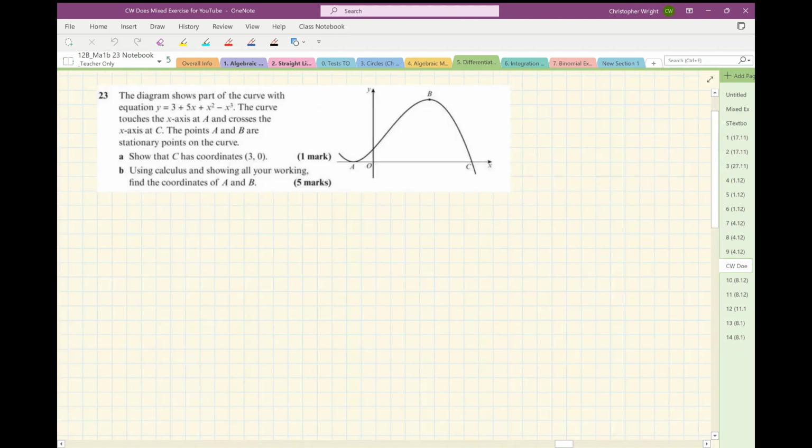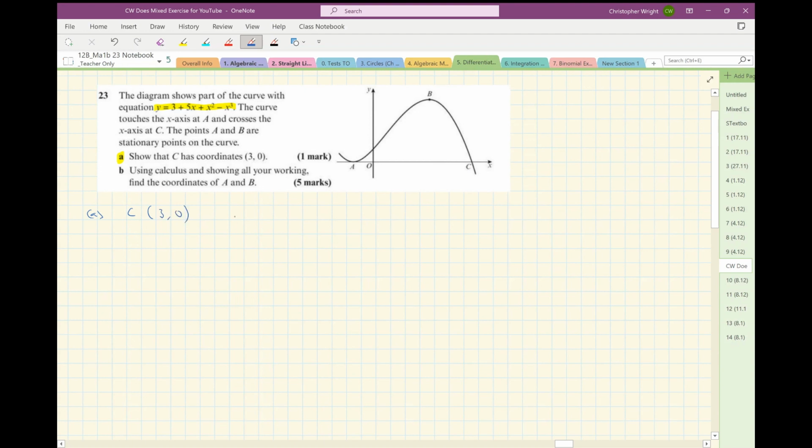Question 23. Okay, the diagram shows part of a curve with this equation, and the curve touches the x-axis at A and crosses the x-axis at C. The points A and B are stationary points on the curve. Part A, show that C has coordinates 3, 0.